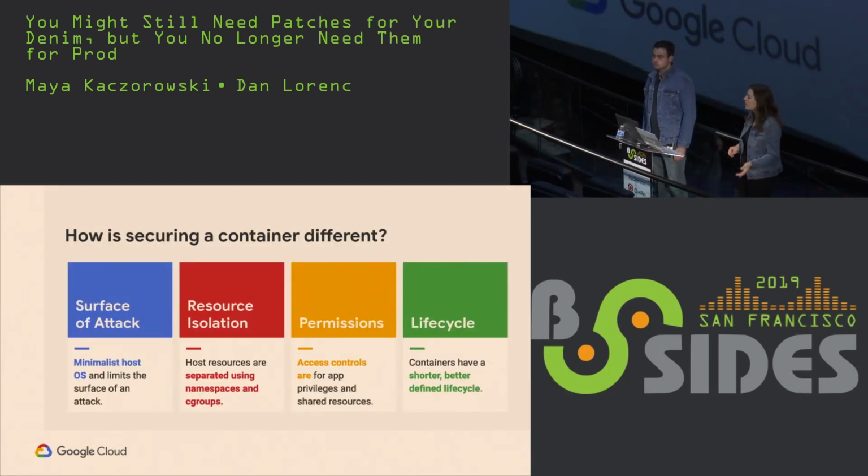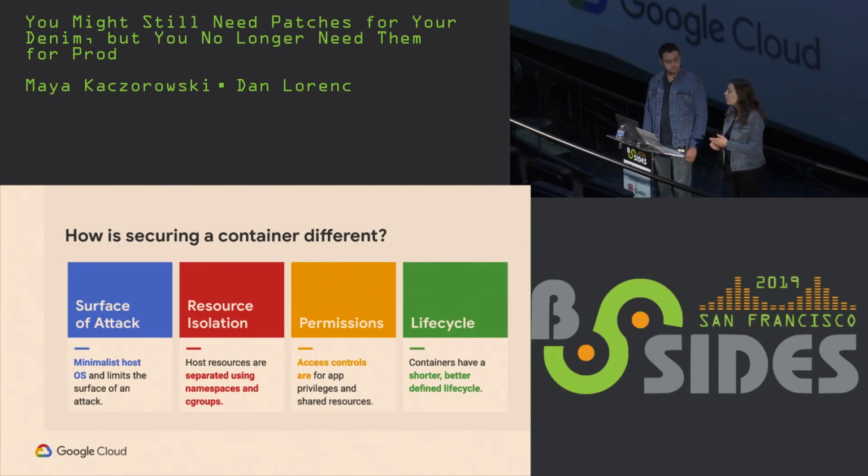A lot of what's needed to protect containers are constructs that we're already familiar with, right? You still are going to want things that look like firewalls, access management, audit logging, IDS, IPS, and more. Here are a couple of areas that are actually slightly different for containers in terms of security. First is the surface of attack. A container bundles binaries and libraries as part of the container image, so you don't need as much in the host image.